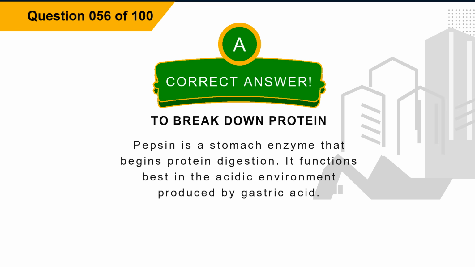Explanation. Pepsin is a stomach enzyme that begins protein digestion. It functions best in the acidic environment produced by gastric acid.